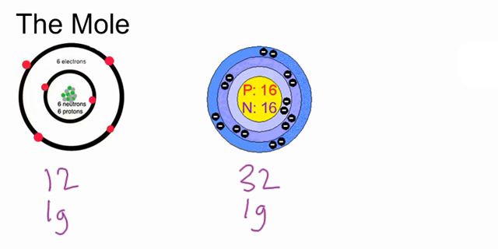They wouldn't be the same because 1 gram of carbon would contain more atoms than 1 gram of sulfur. So even though the masses are the same, in terms of particles, 1 gram of carbon isn't the same as 1 gram of sulfur. In chemistry, we can't use masses measured in grams to compare the numbers of particles of atoms.